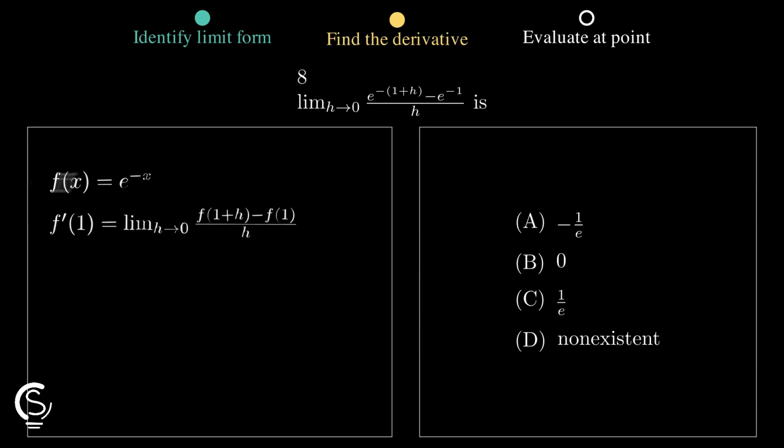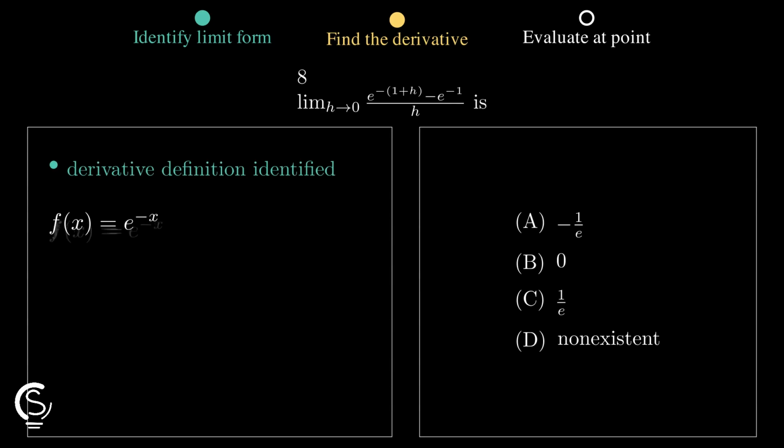Now we apply the chain rule to differentiate e to the negative x. The derivative of e to the u is e to the u times u prime, giving negative.